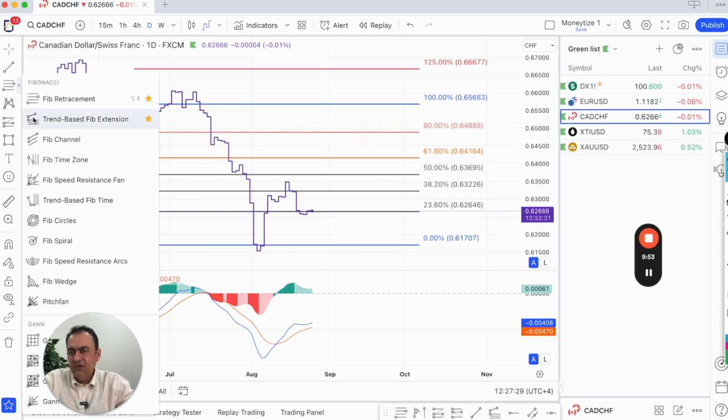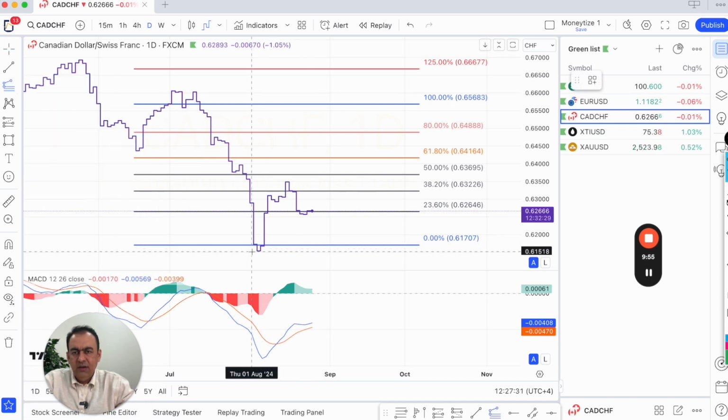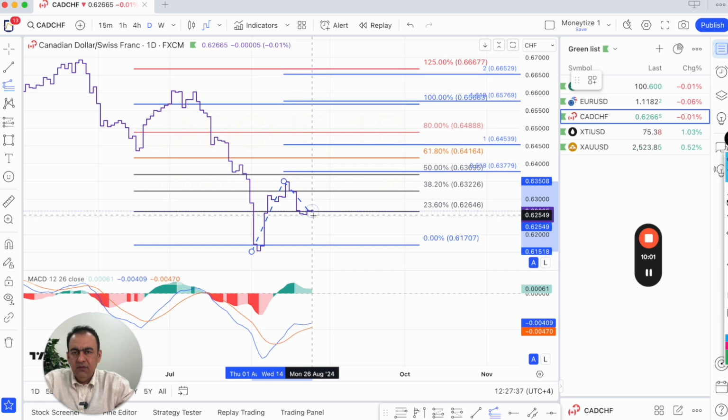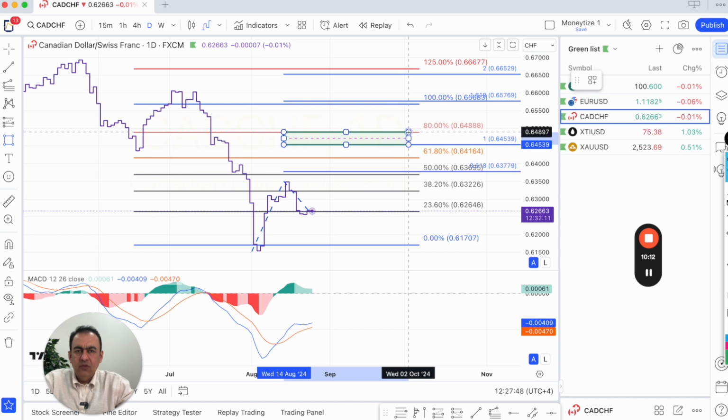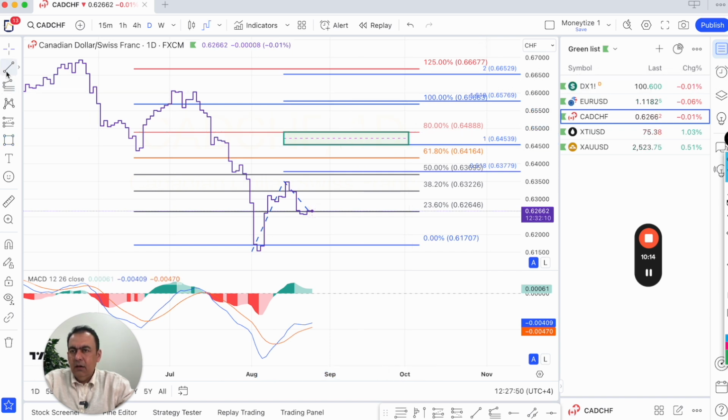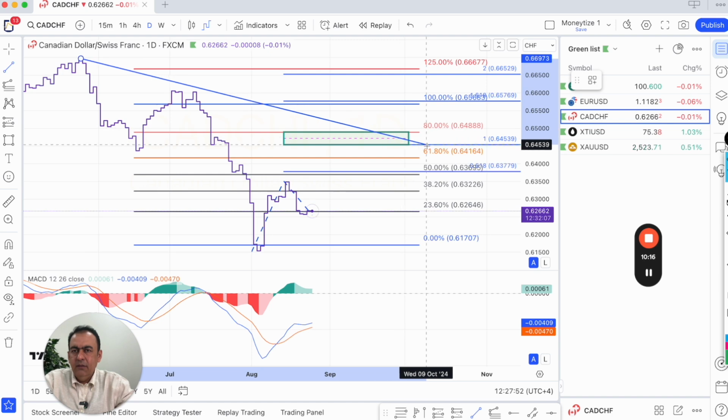The major trend is still bearish, so we are playing counter trend here, assuming that the current price is the C point. So I can see the zone to be targeted as the levels between 0.6450 to 0.6488. I'll also add a falling trend line here.